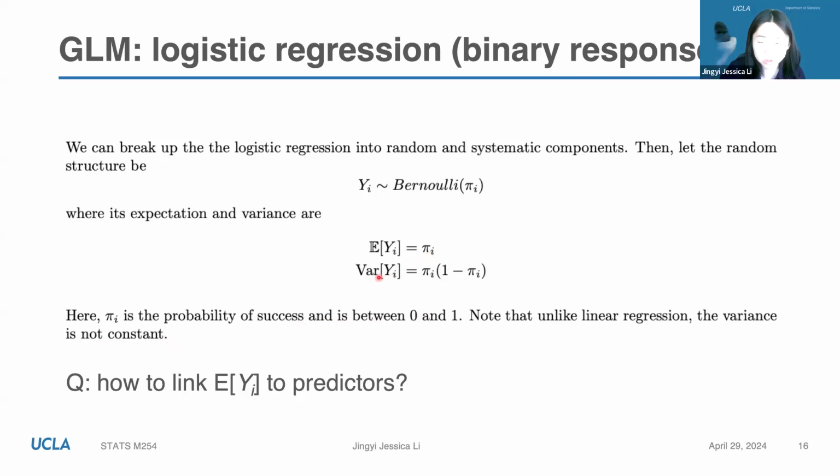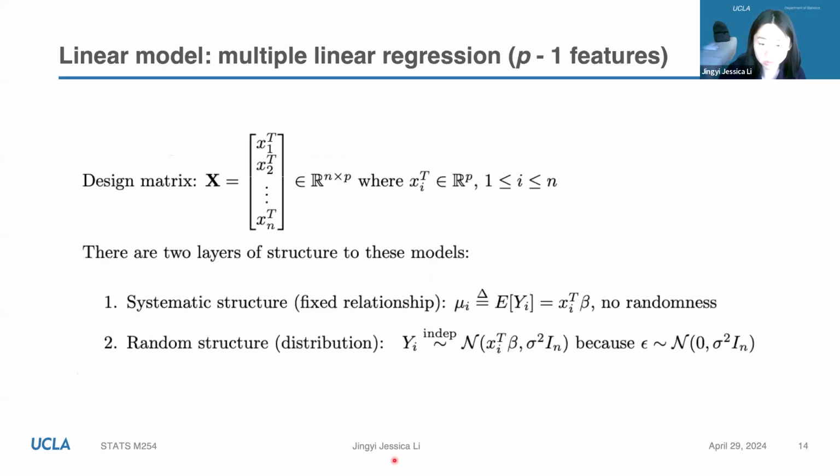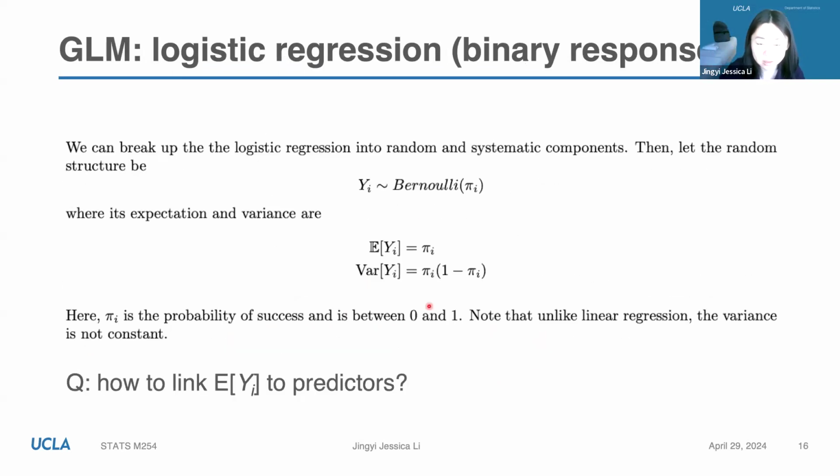One thing we need to note here, different from the linear regression, is that the variance of yi changes with pi i. So here the variance changes with the mean. While in the normal case, the linear model case, what's the variance? The variance is just sigma squared, and sigma squared doesn't depend on mu i. So they are basically decoupled. They don't depend on each other. But here the variance depends on the mean.